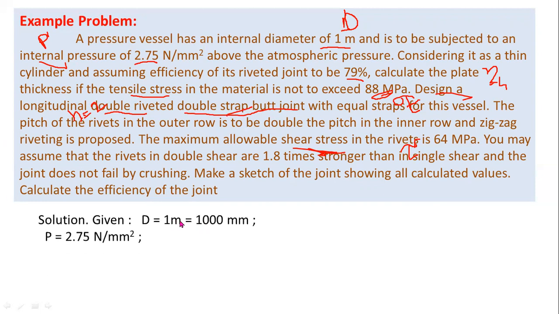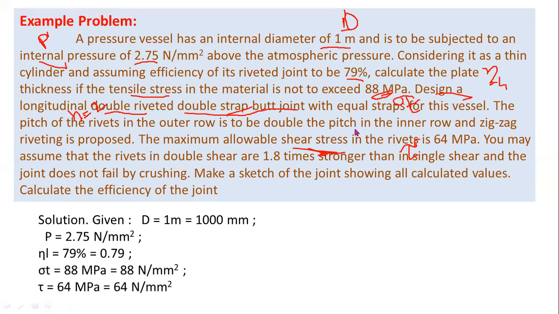Diameter of the boiler shell D equal to 1 meter, that is 1000 mm. Maximum inside pressure 2.75 Newton per mm square, and longitudinal joint efficiency zeta L equal to 79%, equal to 0.79, and tensile stress sigma T equal to 88 megapascal, shear stress 64 megapascal. Compression stress or crushing stress is not given.